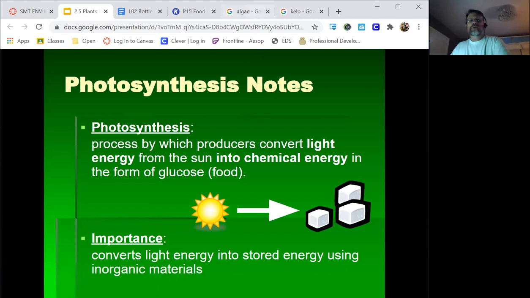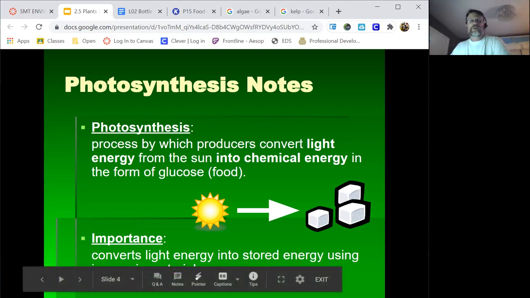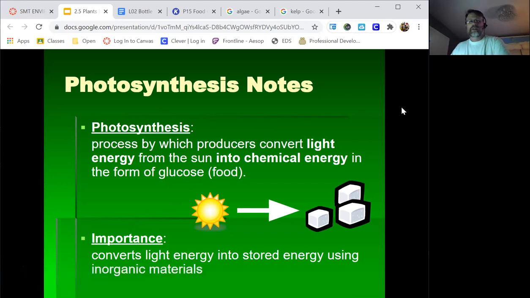As we look at this, what we see is that photosynthesis is the process by which the producers, like plants, convert light energy from the sun into chemical energy in the form of glucose, which is a sugar that becomes our food. The importance of this is it converts light into stored energy using that photosynthesis process and using inorganic materials.